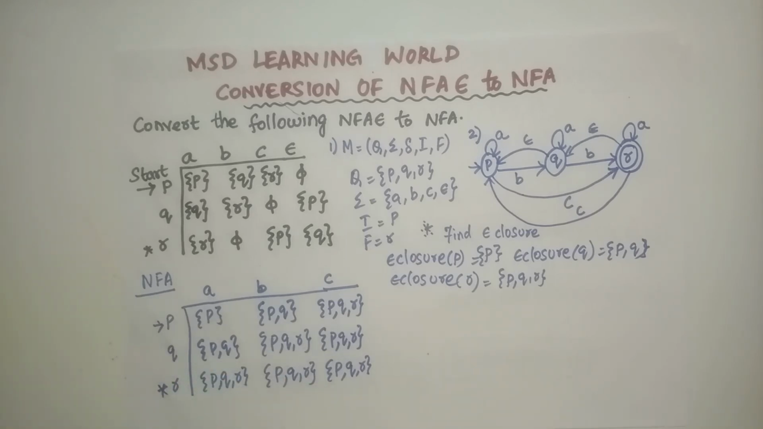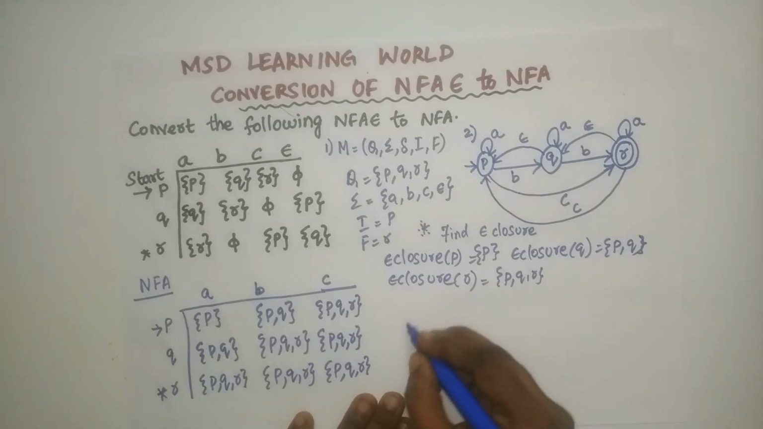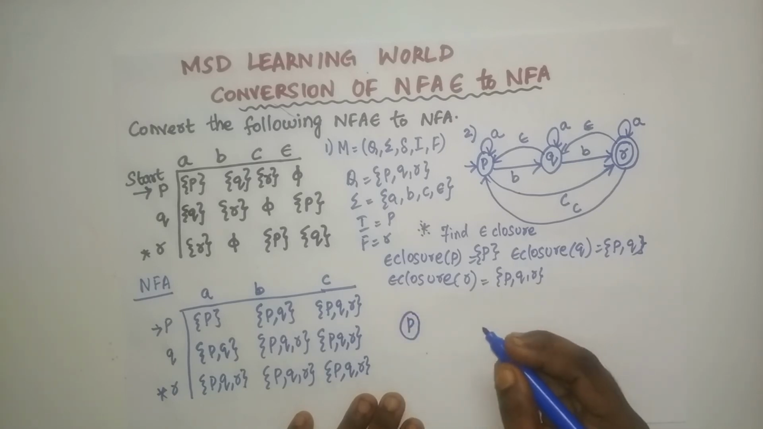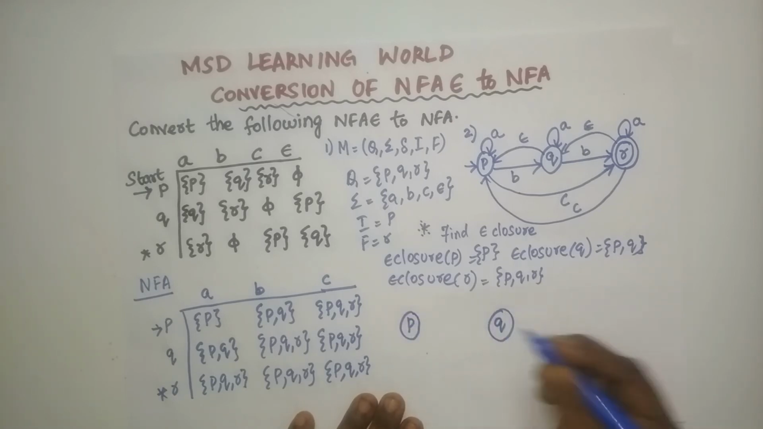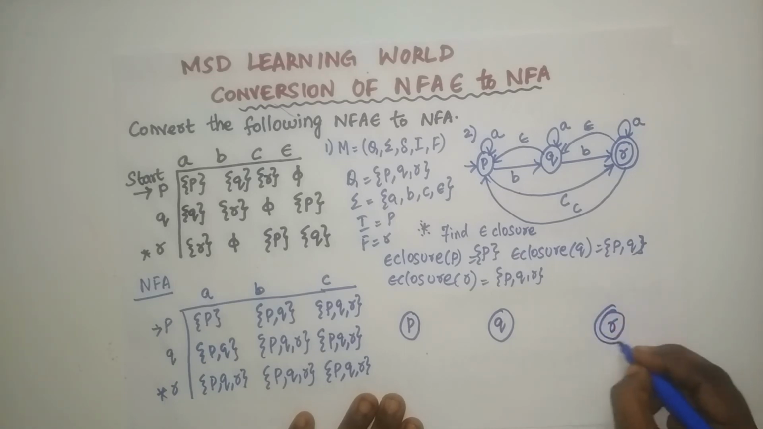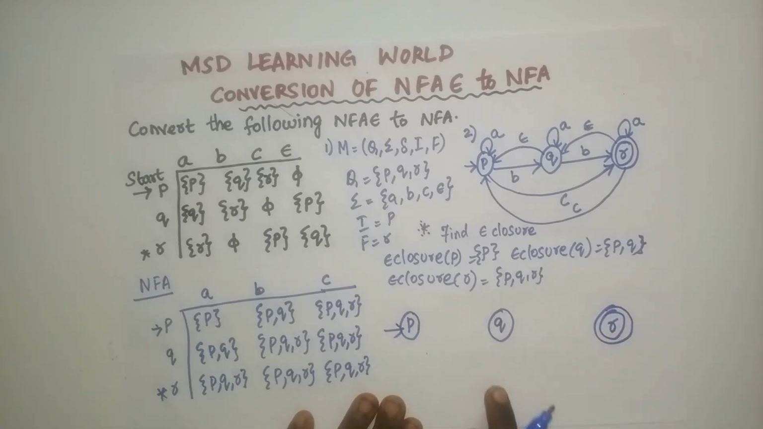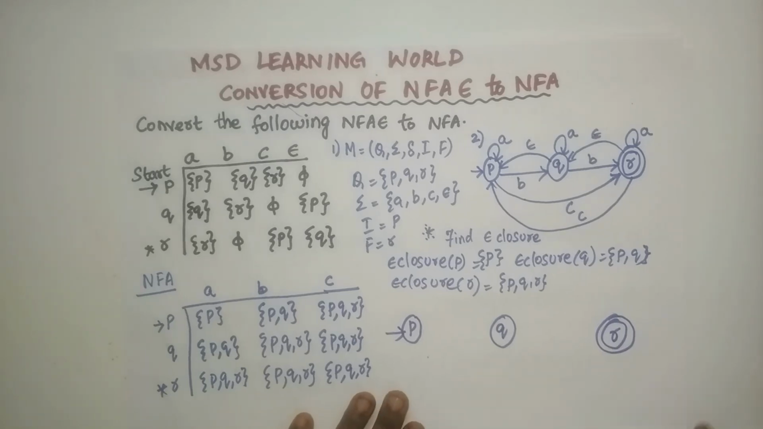Because when you are eliminating the epsilon transition, you need to apply the epsilon closure of that state. So to find the final state, you have to check whether the final state of the given NFA epsilon is found in the epsilon closure of the state. Then that state will be final. So in your problem, R is the final state. Here the initial state is P and the final state is R. So now I am going to draw the NFA transition table that we have found out.